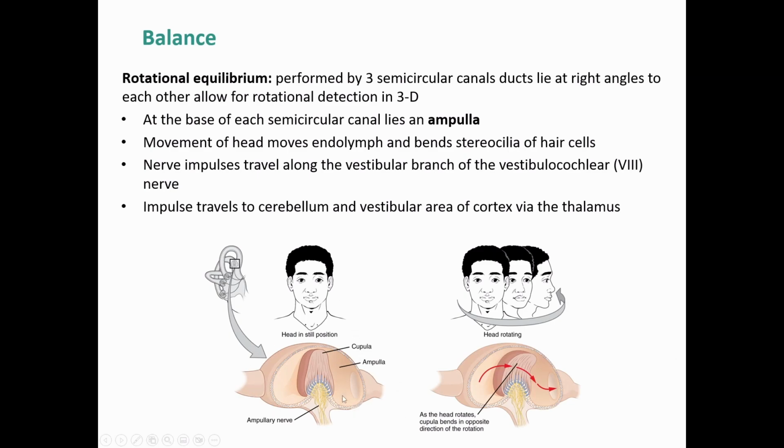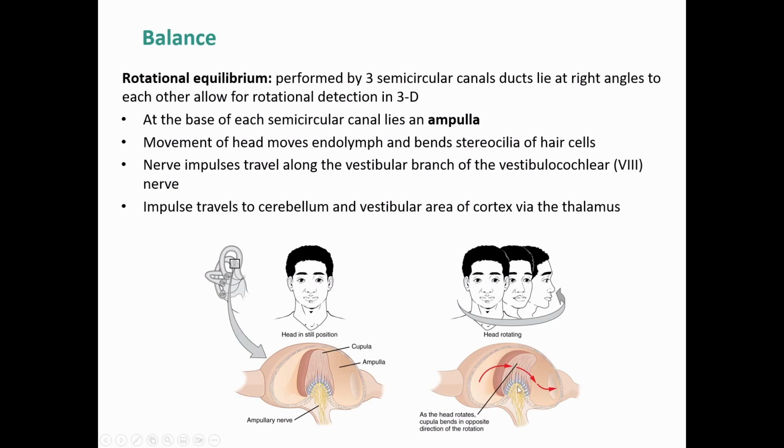The person's head is still, and so you see everything is nice and still. But in this ampulla, we have this cupula. We see those hair cells with their stereocilia extending up through that cupula, and inside here, we have fluid called endolymph. As a person's head moves, like they rotate their head, they turn it to the left or the right, this entire cupula is going to bend opposite. So this person's head is turning this way, and this whole thing's going to bend in the opposite direction of the rotation.